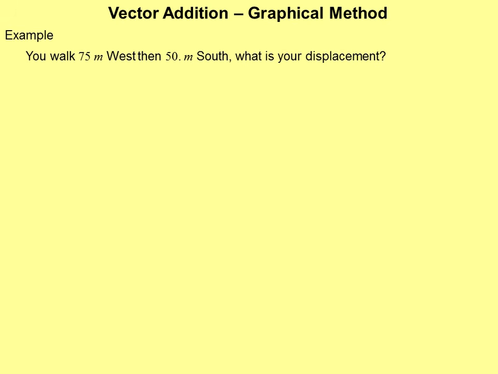So here's our example. You walk 75 meters west and then 50 meters south. What is your displacement? Now we're going to employ what's called the graphical method of vector addition. In other words, we're going to draw a diagram to represent this motion, and we're going to draw it with a ruler and a protractor. Eventually we will use trigonometry, right triangle trig only, in order to find our answers.